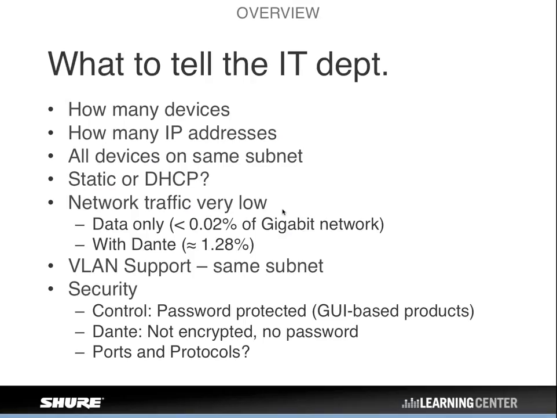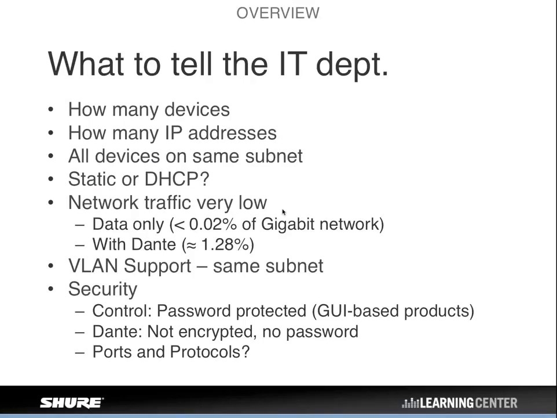What are the things that they need to know when you're going to be integrating stuff on a corporate network? And of course, how many devices? And second to that, how many IP addresses? Because you could need more IP addresses than physical devices. But all of those things need to be made known to the department.